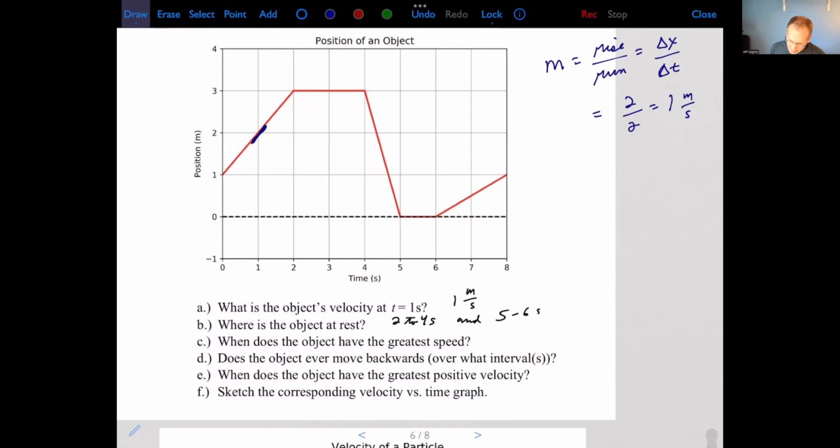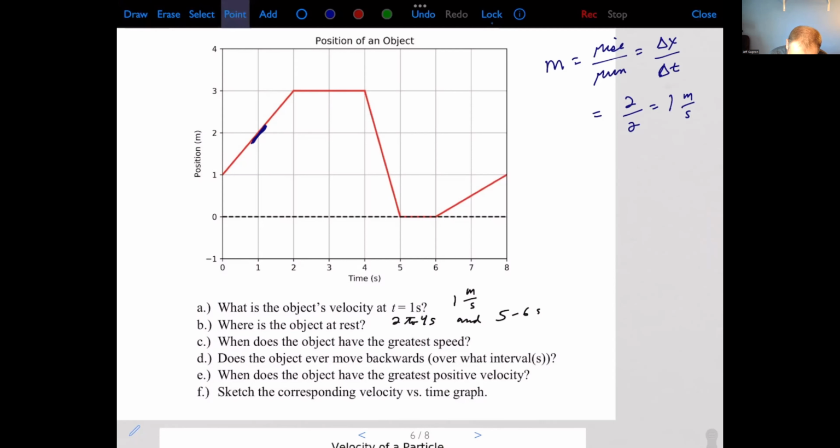Okay, when does the object have the greatest speed? Well, remember when we ask about speed, speed is the magnitude of velocity. Velocity is a vector, right? Even one-dimensionally, it has a sign, either positive or negative. Speed is not. Speed is always positive. It's just a scalar. It's just the magnitude of velocity. So if I'm asking where does the object have the greatest speed, I'm looking for the location where I have the steepest slope, right? It doesn't matter if it's positive or negative.